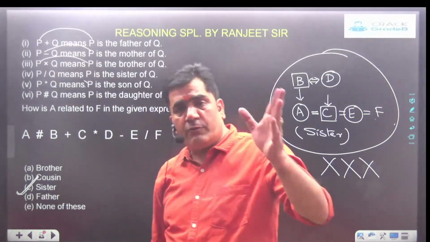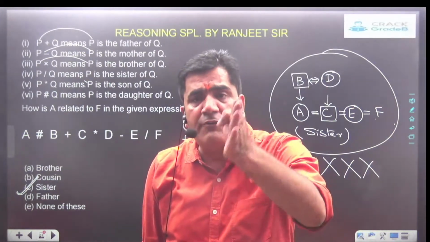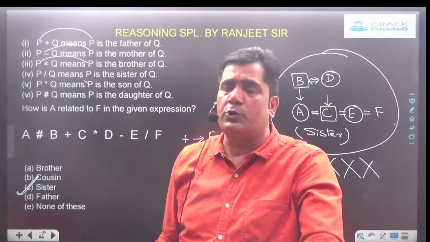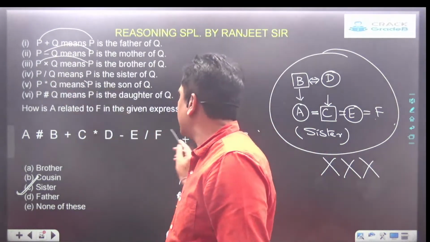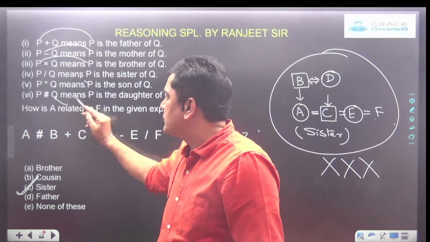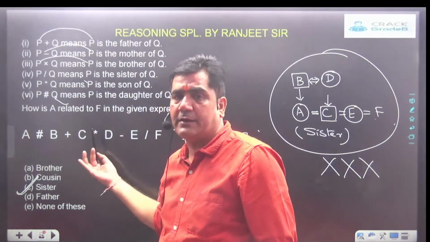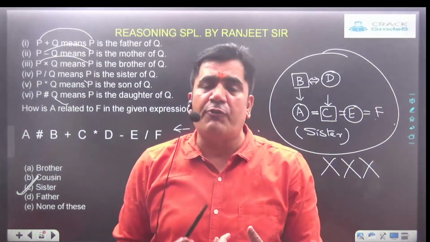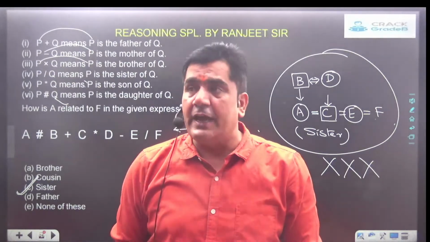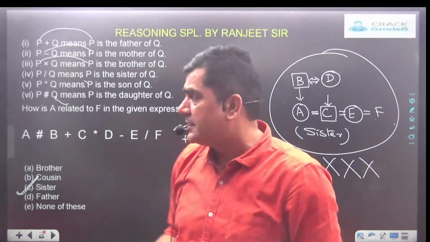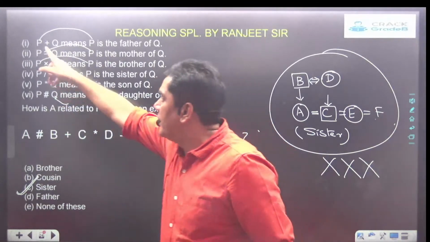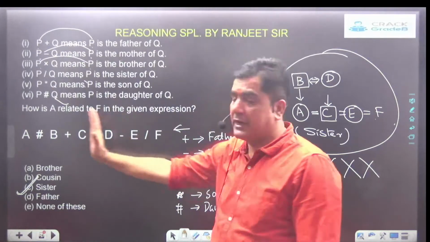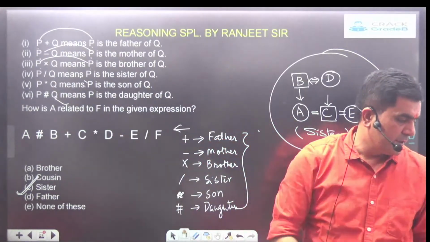Whenever the first person comes at the first place, you have to start from the last. Just do the opposite. If the first person comes at the first place, start from the last. And if the last person comes at the first place, start from the beginning. I repeat, if the first person comes at the first place, start from the last, and if the last person comes at the first place, start from the beginning. Here the first person is coming at the first place, so let's start from the last. Clear?